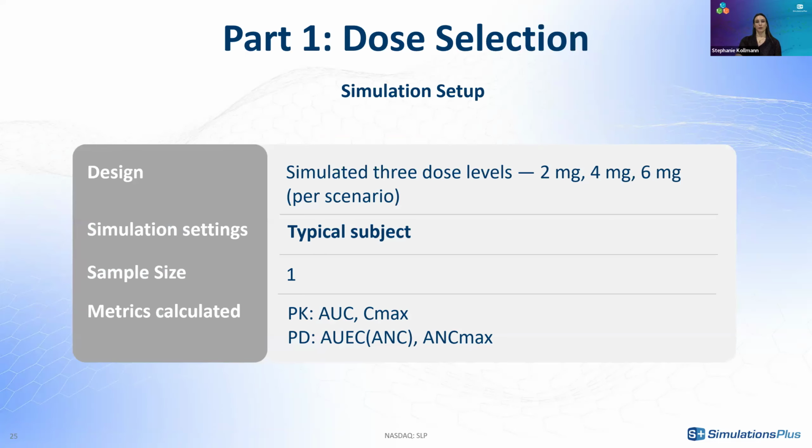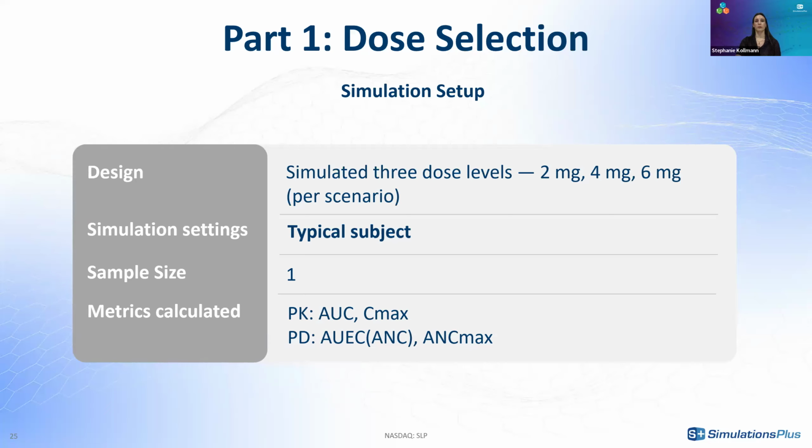So to address the dose selection question, we simulated 3 dosing levels, 2, 4, and 6 milligram, representing the range based on the original model. And the goal here was to understand how each dose responds to small changes in key parameters. So we ran simulations using a typical subject, meaning only the population parameters were considered without individual variability.